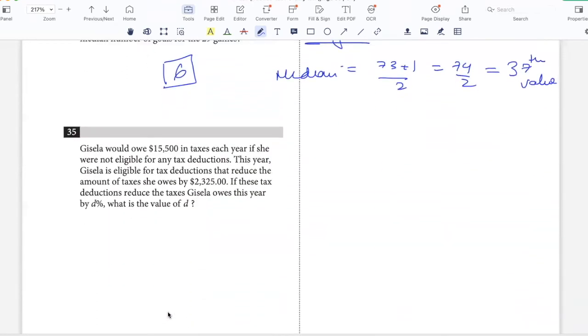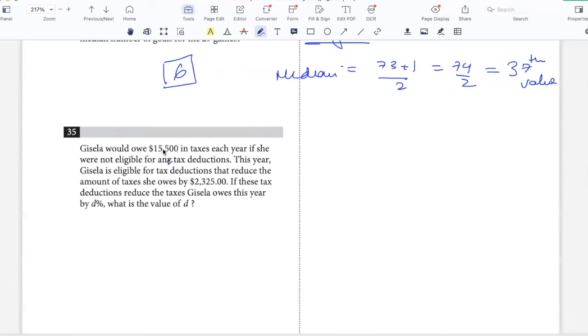Gisela would owe 15,500 in taxes each year if she were not eligible for any tax deductions. This year, she is eligible for tax deductions that reduce the amount of taxes she owes by 2,325. If these tax deductions reduce the taxes she owes this year by D%, what is the value of D?